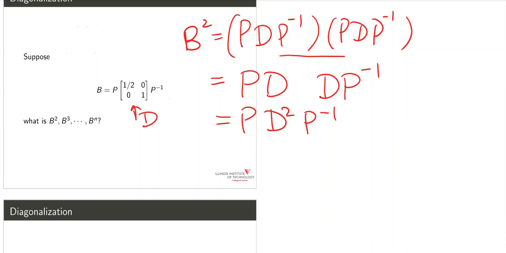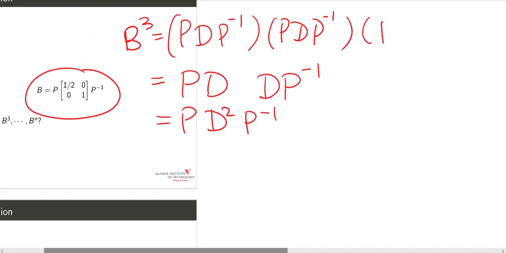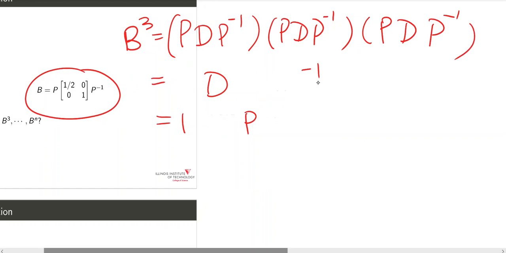So B squared is this. And you can compute again. Let's say we are computing B cubed. For B cubed, what you need to do is multiply B three times, so you're going to have PDP inverse again. And what happens next is that, as you can see, this cancellation happens. Actually, we already know this is B squared, so let's write it down: this is PD squared P inverse.